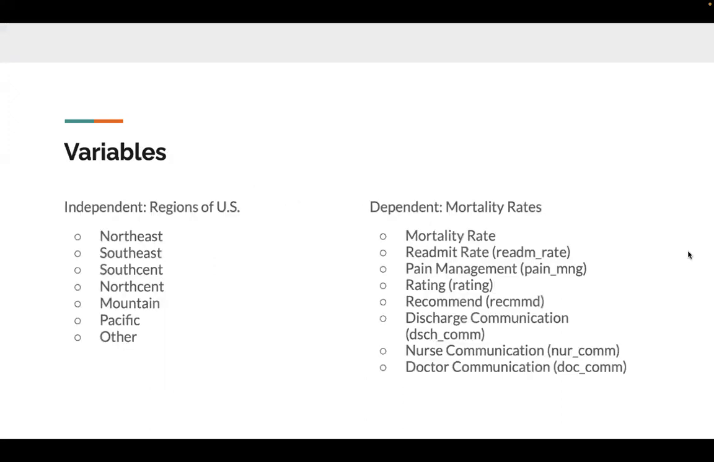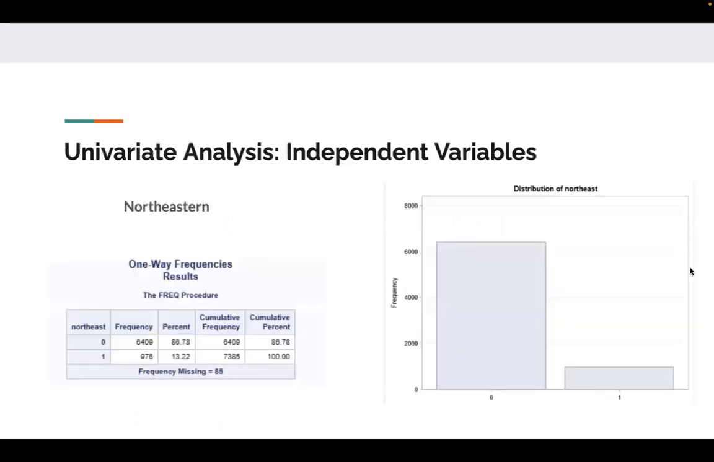So for my variables, my independent variables were the regions of the US, including the Northeast, Southeast, South Central, North Central, Mountain, Pacific, and other. And then my dependent variables were the mortality rates, including mortality rate, readmission rate, pain management, rating, recommendation, discharge communication, nurse communication, and doctor communication.